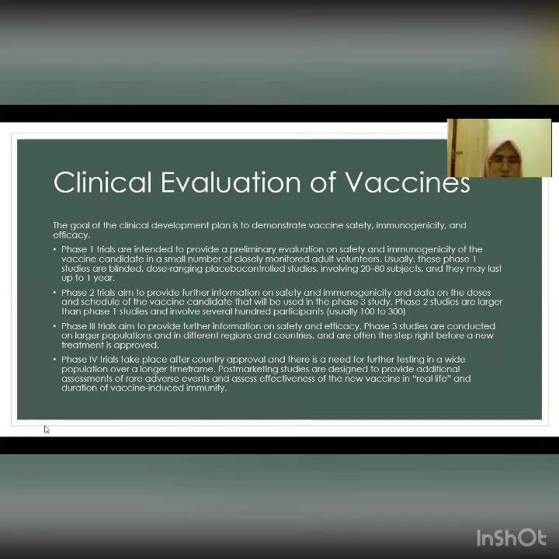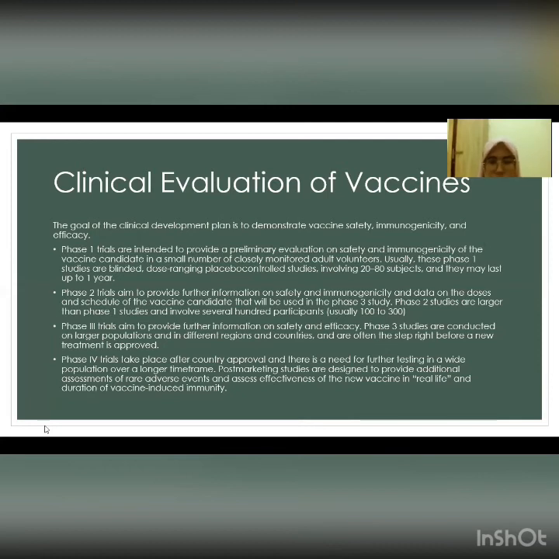Phase 1 trials are intended to provide a preliminary evaluation of the safety and immunogenicity of the vaccine candidate in a small number of closely monitored adult volunteers. Usually, these Phase 1 studies are blinded, randomized, placebo-controlled studies involving 20 to 80 subjects, and they may last up to 1 year.